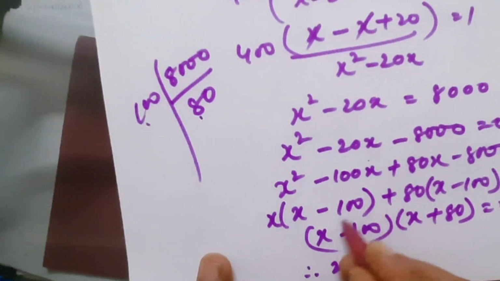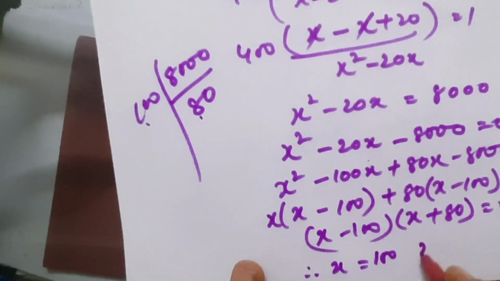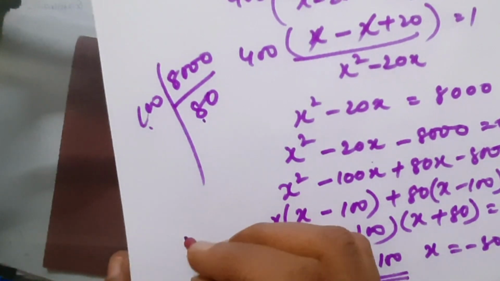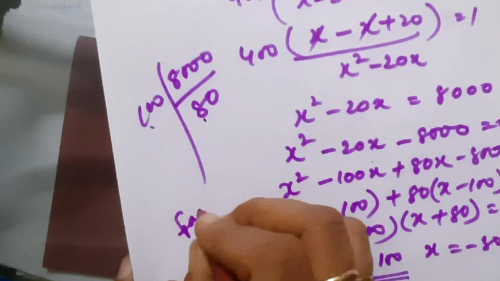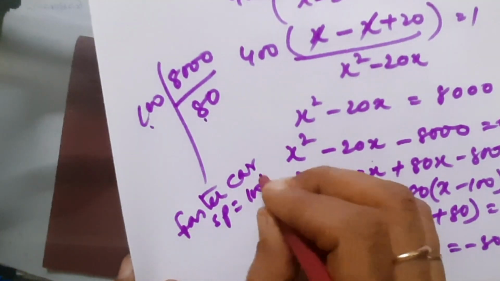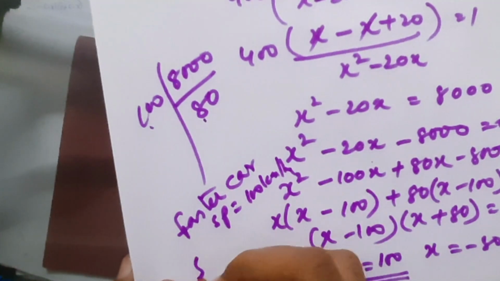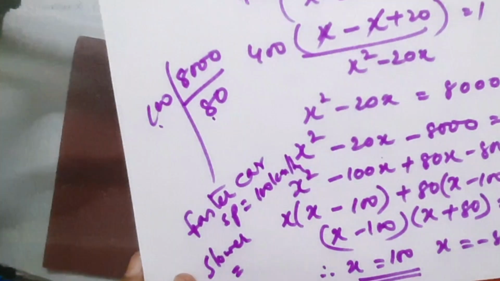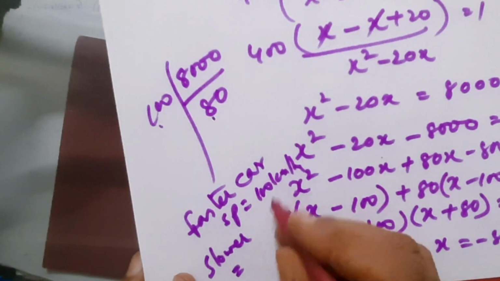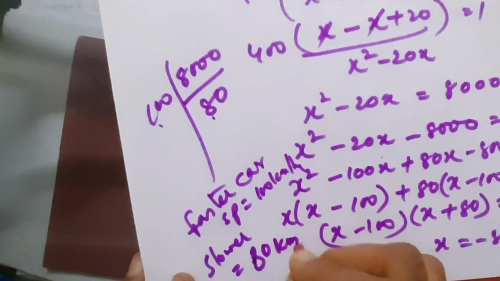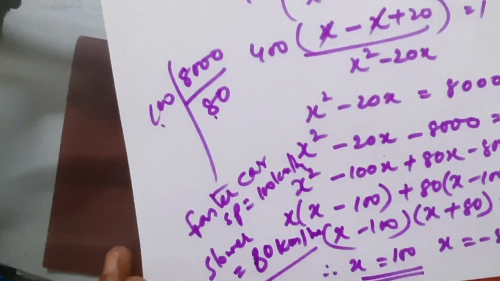Therefore x takes the opposite sign. So it's plus 100, and x is minus 80. As speed cannot be negative, the required speed is 100 km. So we considered x to be the faster car. So the faster car's speed is 100 km per hour. The slower will be 20 less than that, so it is x minus 20, 100 minus 20, which is 80. We got the speed of both the cars. So this is your final answer.